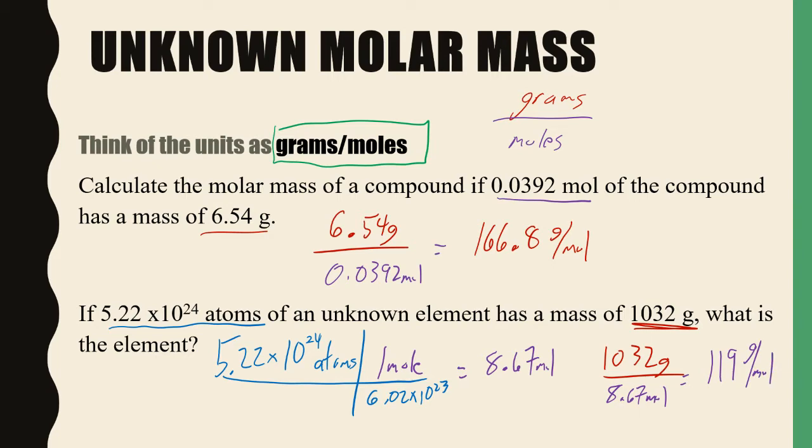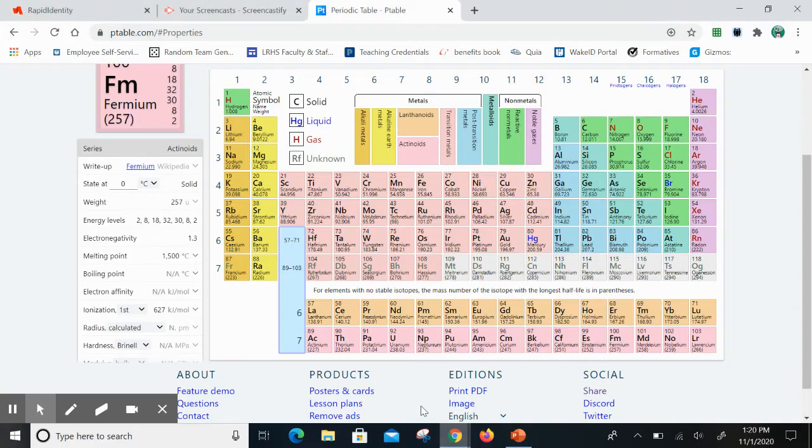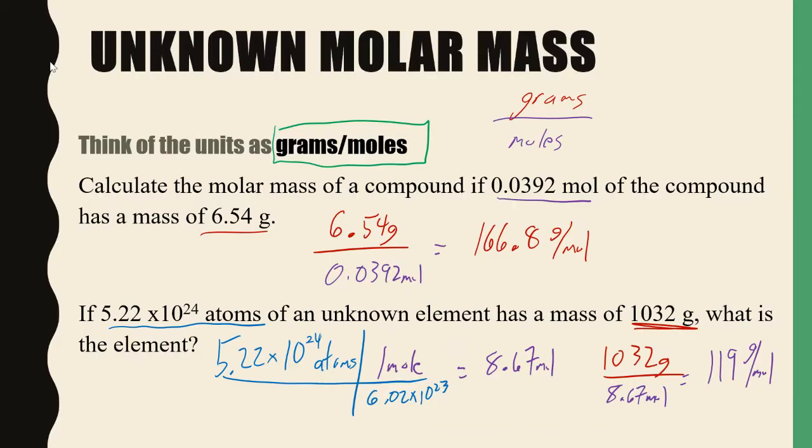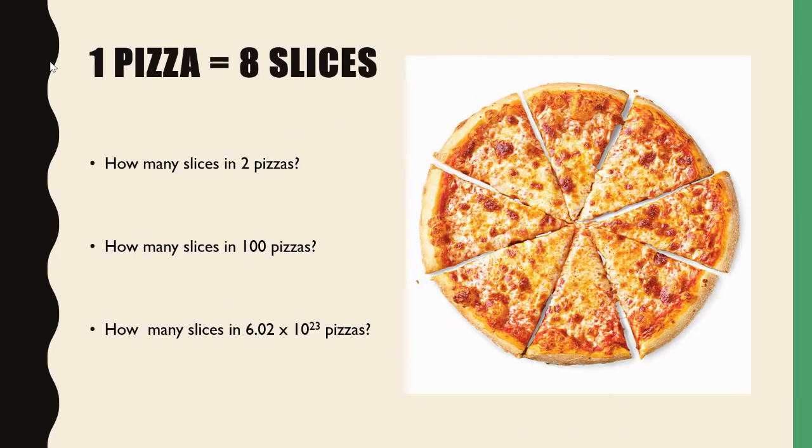All right, so 119 grams per mole, if you go to the periodic table, is going to be ballpark, I think, 10. Yeah, so it's ballpark 10. Since it said atoms, it's not a compound. If it said molecules or formula units, then we might be looking at a compound. But since that's atoms, that would be 10. All right, so that is the unknown molar mass.